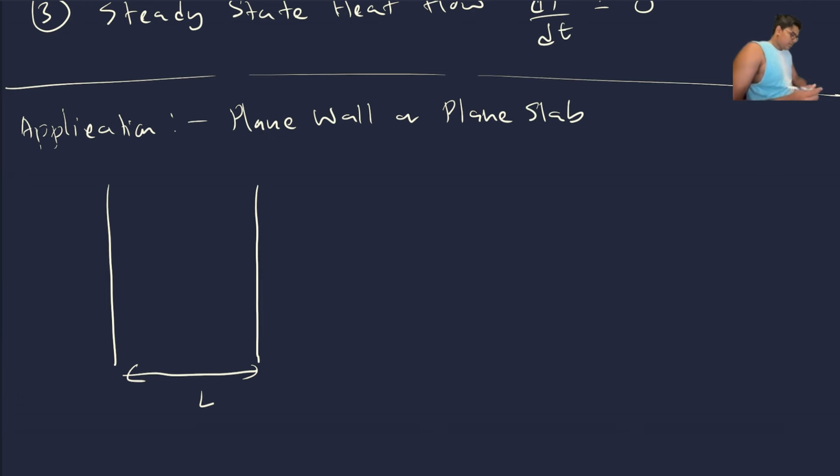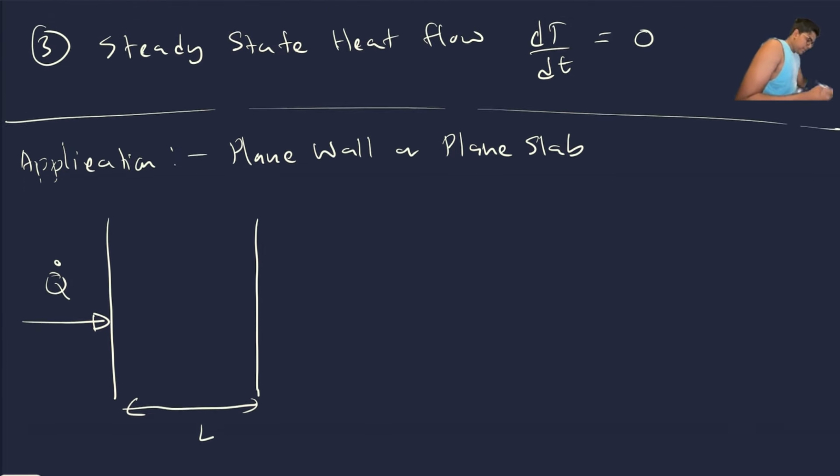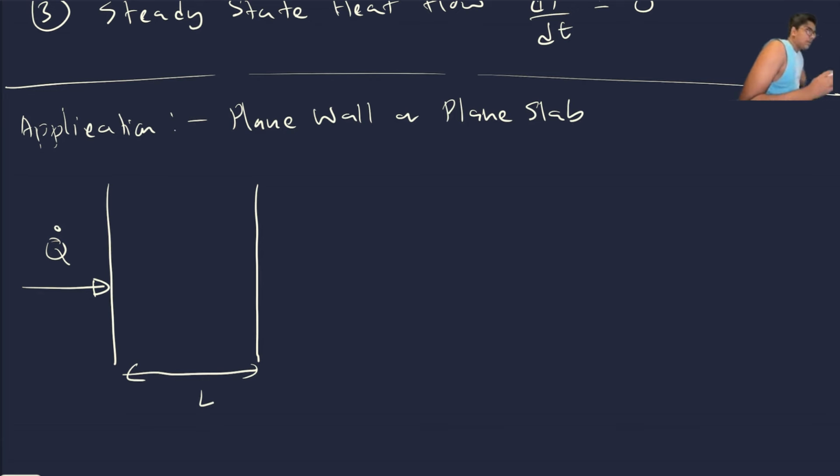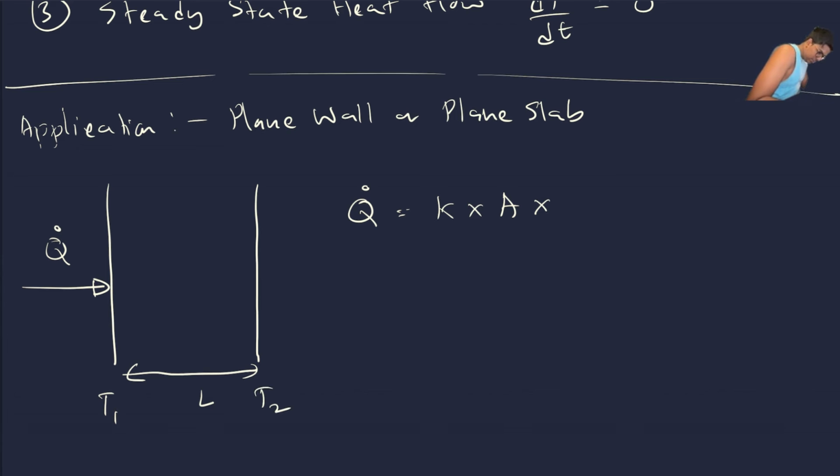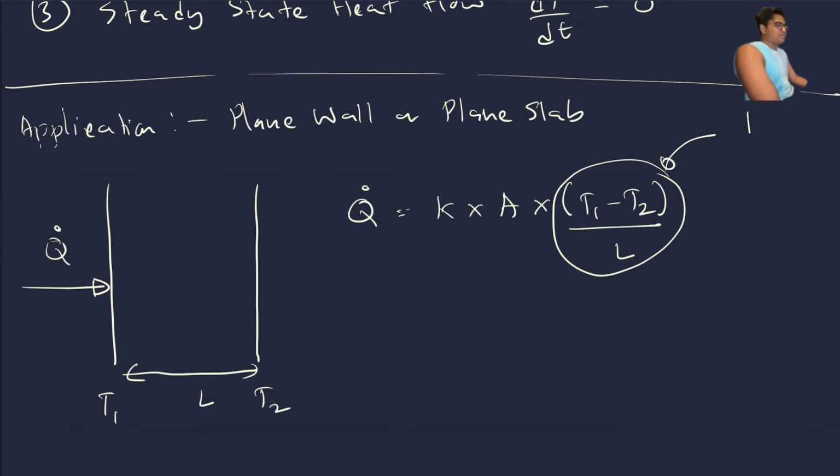So for this plane wall of thickness L, Q dot is equal to K times A times the temperature difference. If we assume here T1 and here T2, it is T1 minus T2 divided by L. So what is this? The temperature gradient, dT by dX.